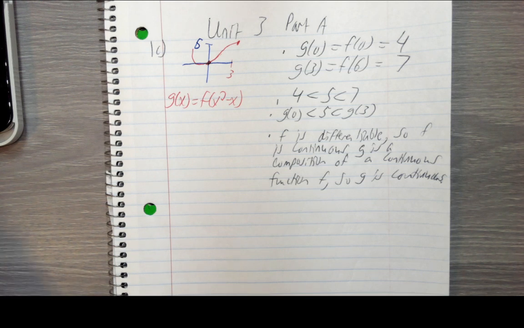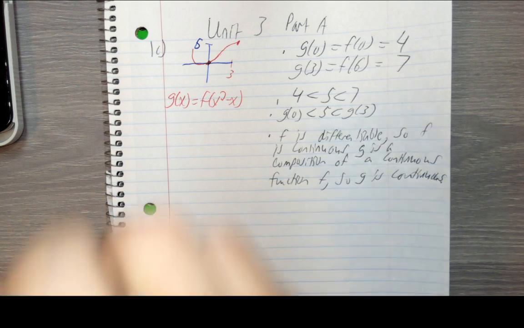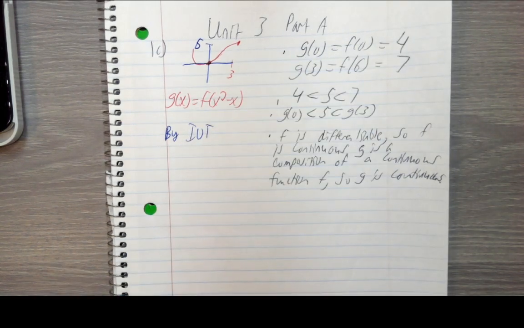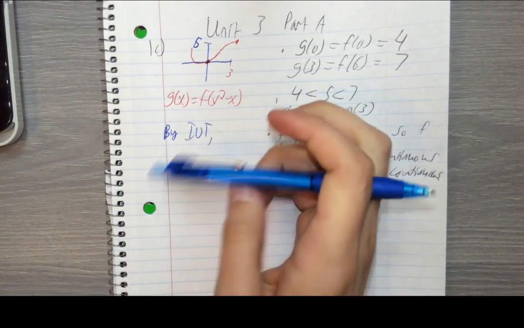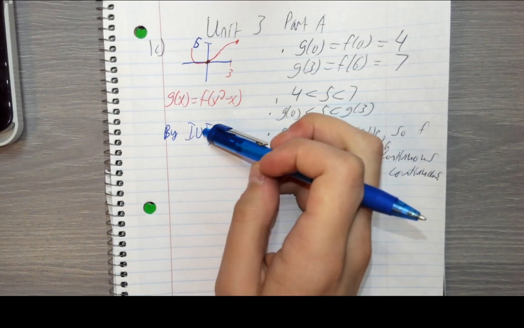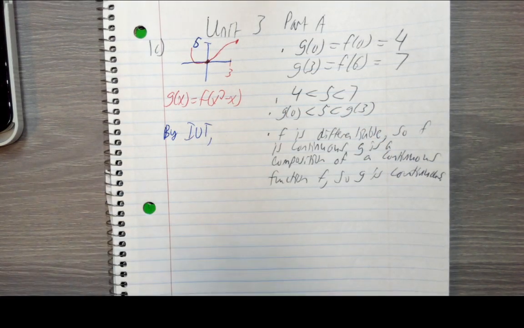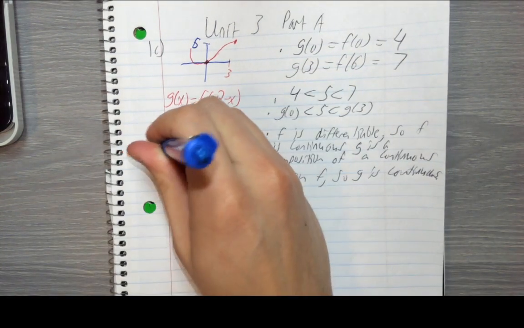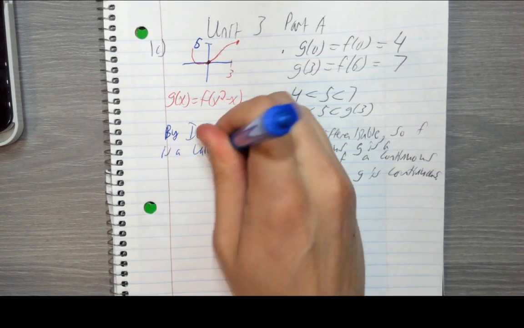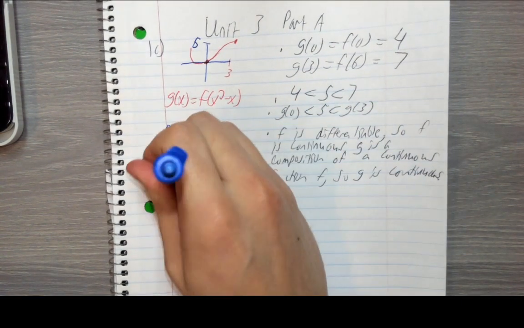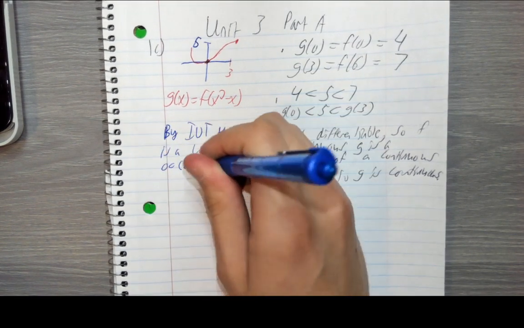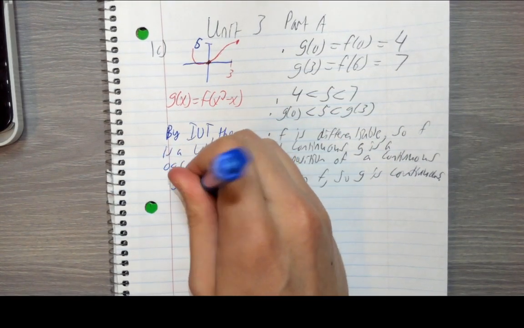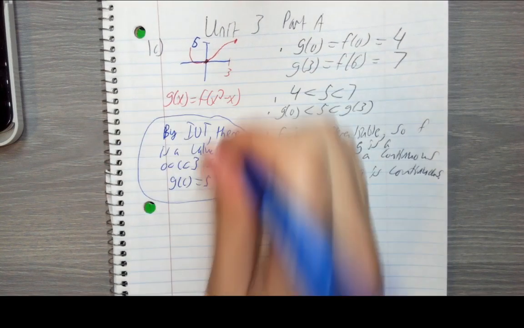My final answer, I'm going to write in blue here, right up here, is by intermediate value theorem. You're probably going to want to actually write that out. So you're going to want to write intermediate value theorem. Don't do IVT. I don't know if they'll mark that wrong. They might not, but just write intermediate value theorem. There is a value c, for 0 is less than c, which is less than 3, such that g of c equals 5. So that would be your final confirmation for that.